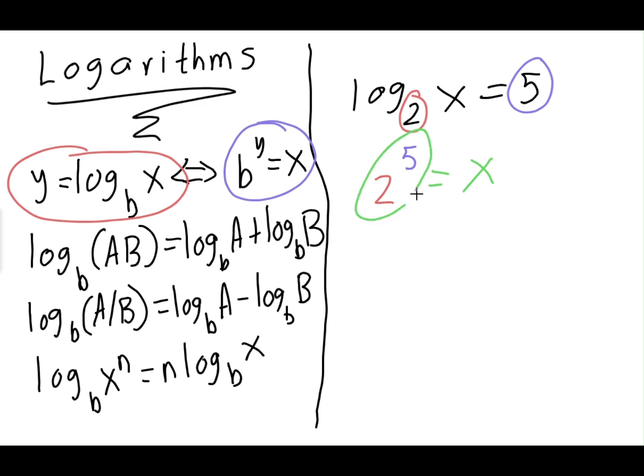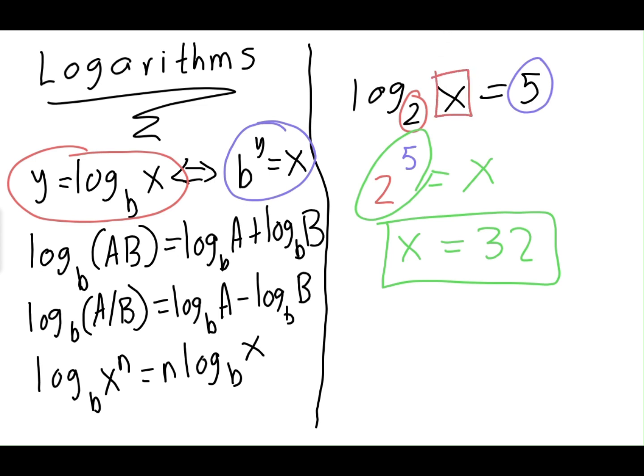But hey, we can figure out 2 to the 5th, right? That's just 32. So x is equal to 32. So the only thing we had to do here is convert it from one form to another. Anytime you have a variable inside the log, well, this is the wrong form. We really should be using exponential form. So all you have to do is just convert it. Let's take a look at another example.